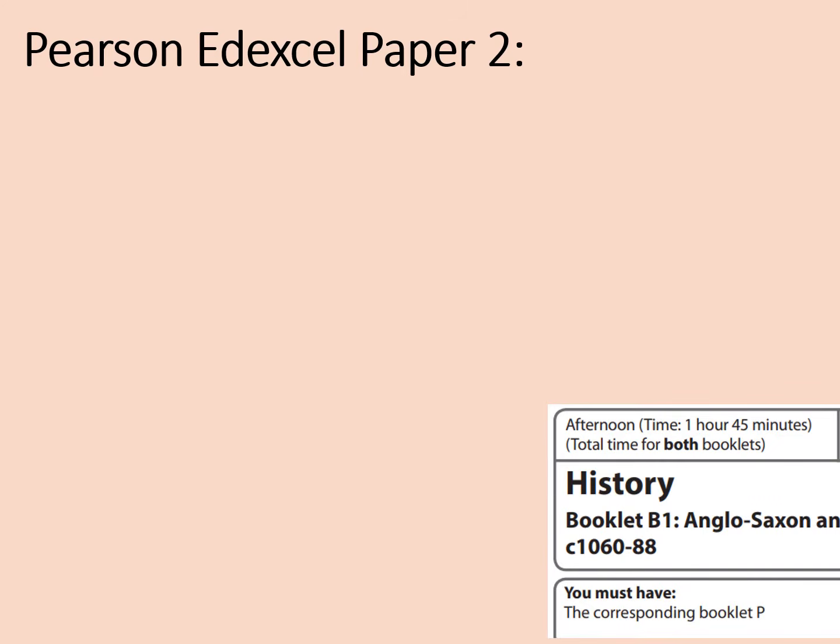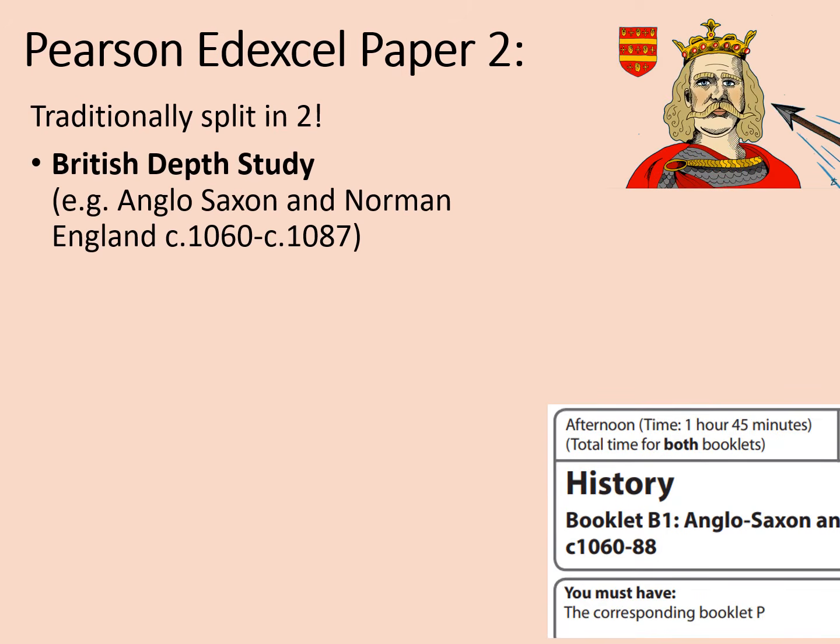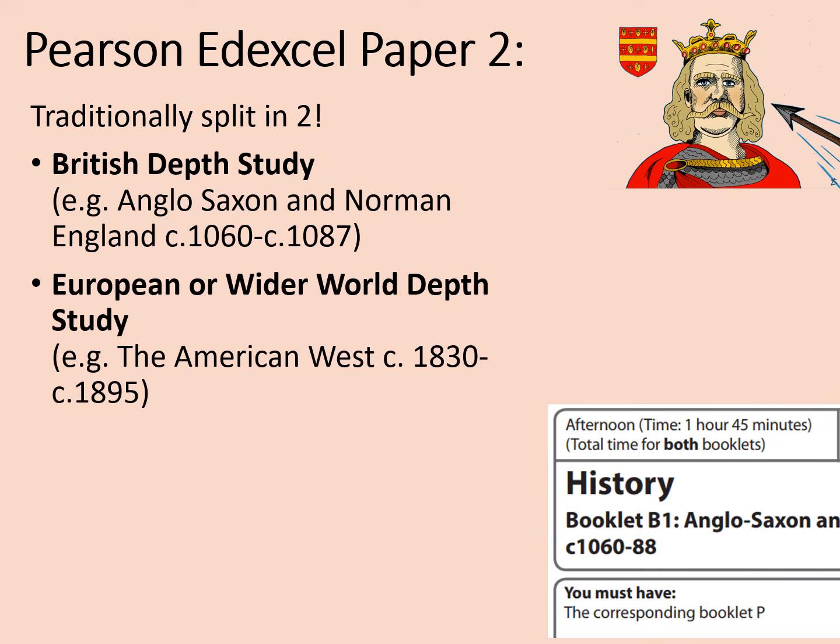Let's get a bit of background about the Pearson Edexcel Paper 2. Traditionally this is split in two. One is a British depth study and the other is a European or wider world depth study. The topic that I teach is Anglo-Saxon and Norman England, circa 1060 to circa 1087, and the American West, 1830 to 1895, for the wider world depth study.